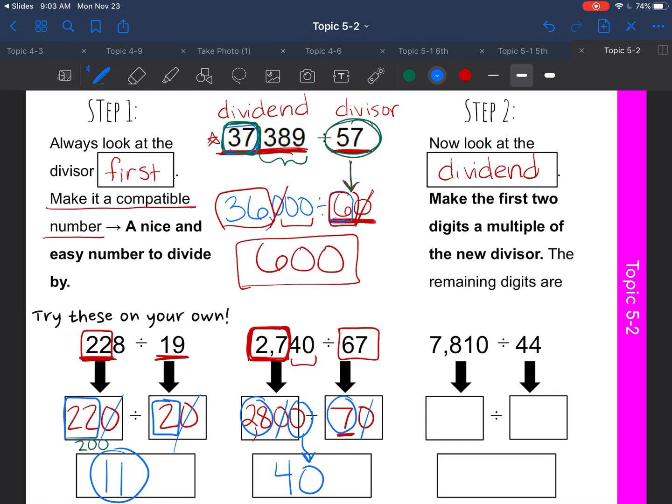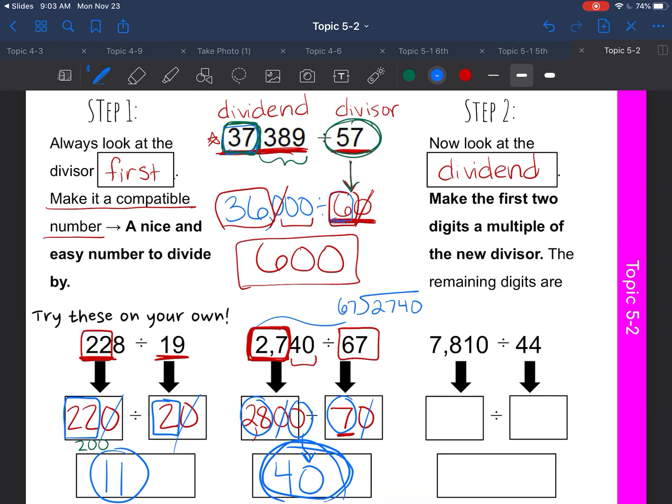Okay, so again, we're estimating because we want to make sure when we find our actual answer, when we set this up as a division problem, okay, if we're going to set up 2,740 divided by 67 and we do that whole division problem, we want to see if our answer is going to be around 40. If we don't get an answer close to 40, then we know we did something wrong.